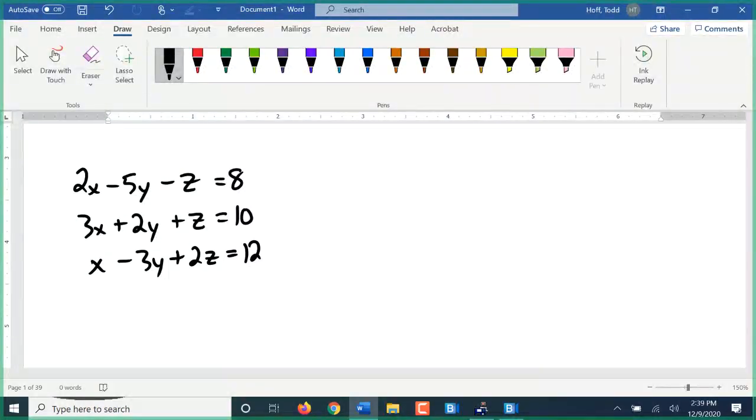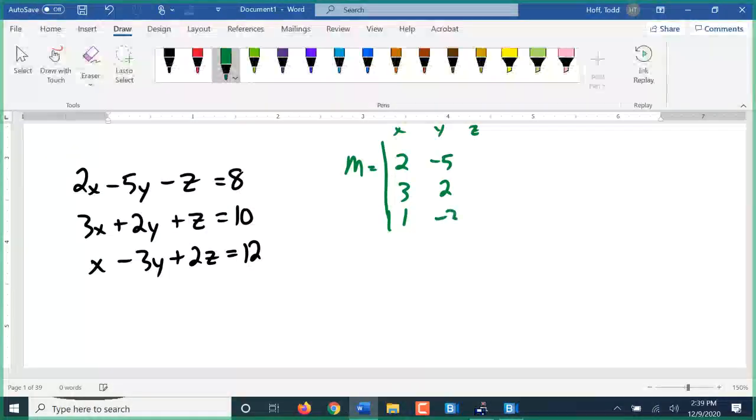So we're going to go ahead and set up our matrices here. Our base matrix. Remember, it's going to be just the x, y, and z coefficients. So for x, I have 2, 3, and 1. For y, I have -5, 2, and -3. And for z, I have -1, 1, and 2.